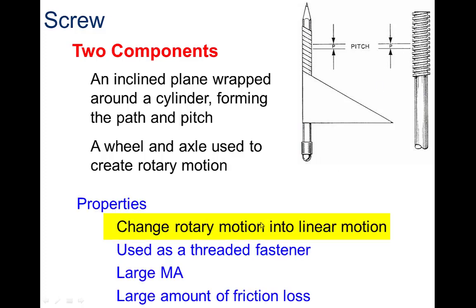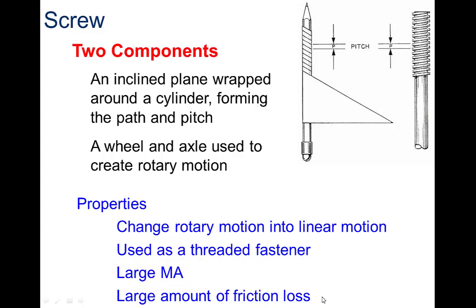So what are the properties? It changes rotary motion into linear motion. It is definitely a threaded fastener. We want to fasten things together by using a screw. This could be bolts, as you will use in the gear activity. It could be screws where we're actually screwing two pieces of wood together. It has a very large mechanical advantage. We'll see in an example in a few minutes.